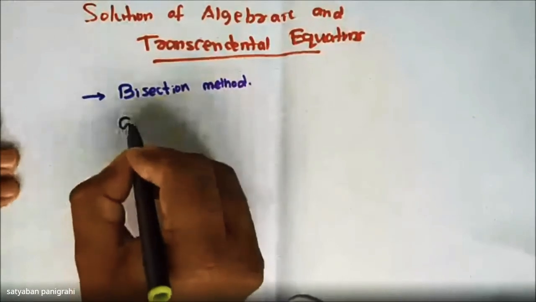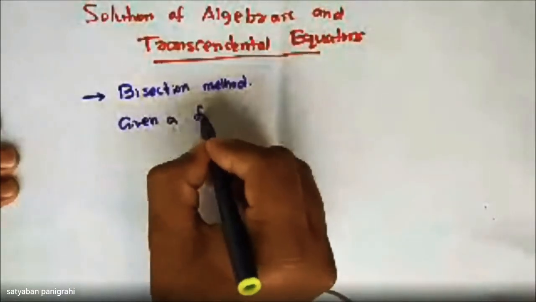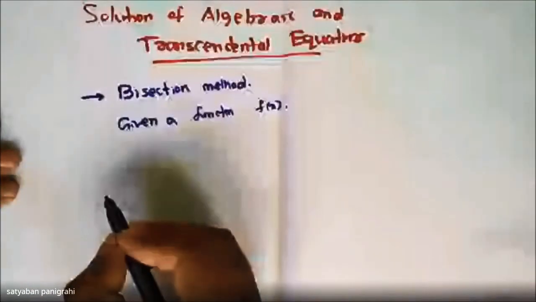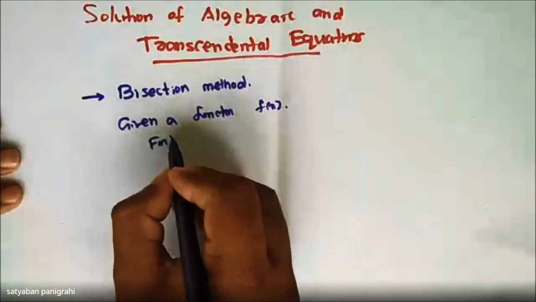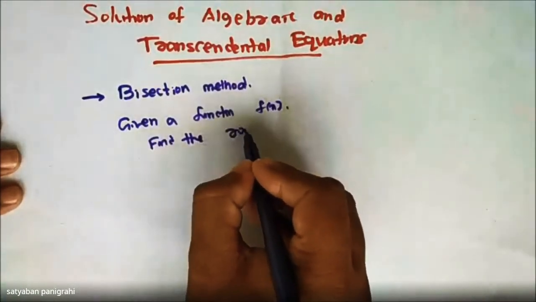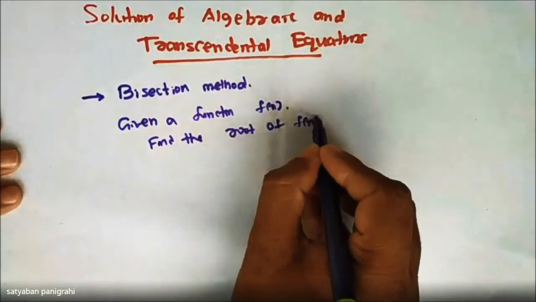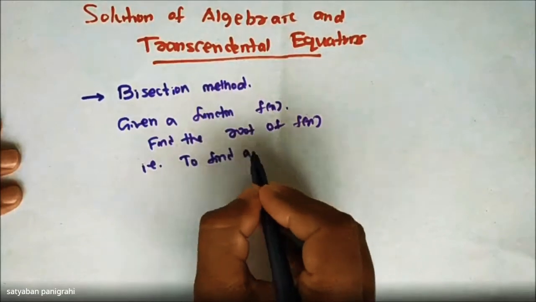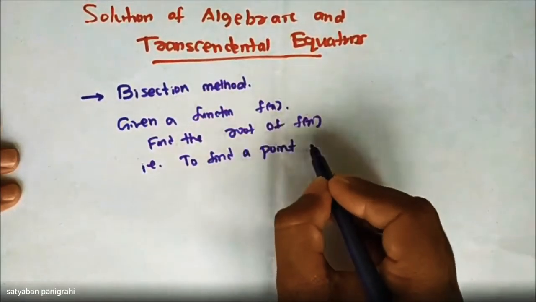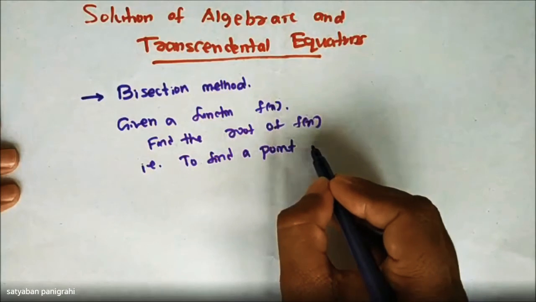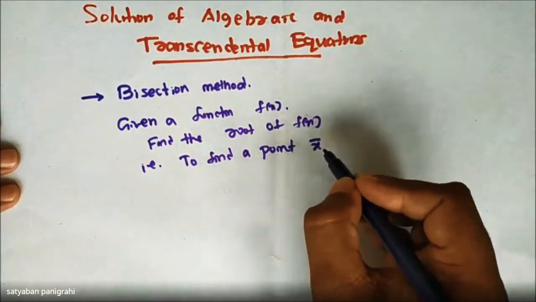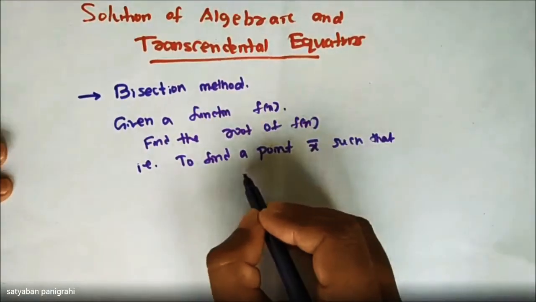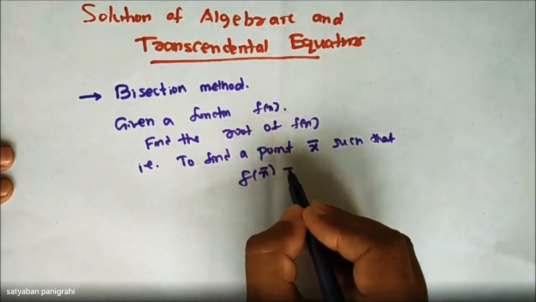Suppose we are given a function f(x). We want to find the root of f(x). That means to find a point x bar such that f of x bar should be zero.